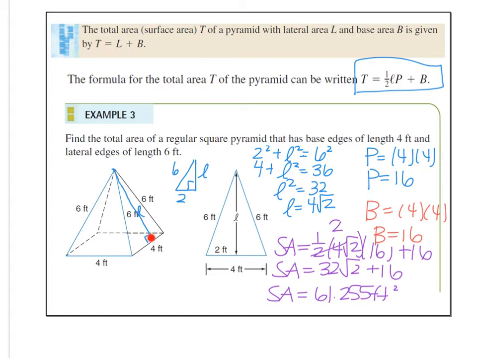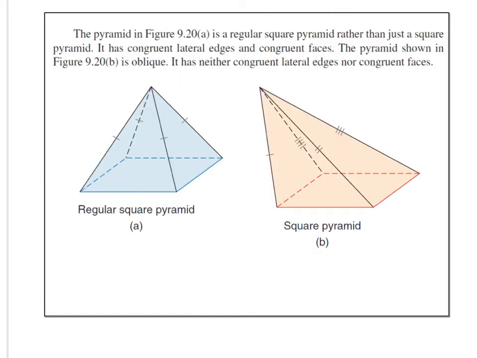So here's my slant height that I drew in on the face. Here's the triangle that I pulled out. I was able to get 4√2 as my slant height. I found my perimeter by multiplying 4 sides by 4 for each, and then my base is side times side, so that's 16. So when I plug all this into my formula up here, I get that my surface area is half of my slant height times my perimeter plus my base, and I end up with 32√2 plus 16, or 61.255 feet squared as my total surface area. All right, so this is the difference between a regular square pyramid and just a square pyramid.